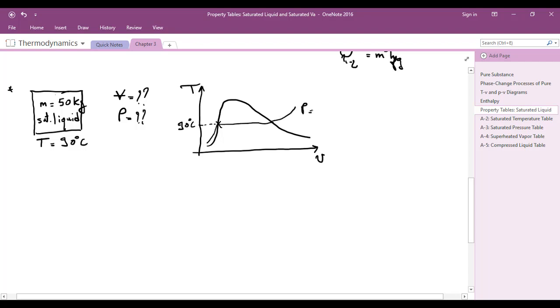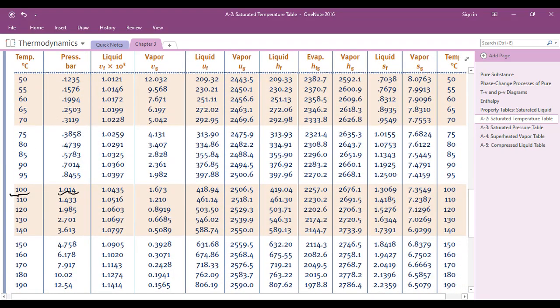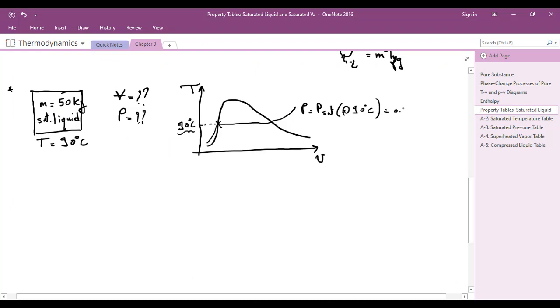So P here should be equal to P sat at a temperature of 90 degrees Celsius. In order to know the saturation pressure at this temperature, since the temperature is given, we should look at the temperature table. So we go to the temperature table and scroll down to 90 degrees Celsius and read the saturation pressure, which is equal to 0.7014 bars. So the pressure here is equal to 0.7014 bar.